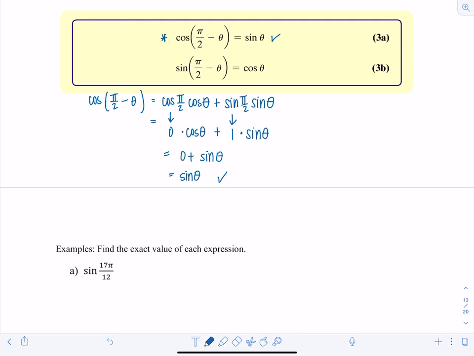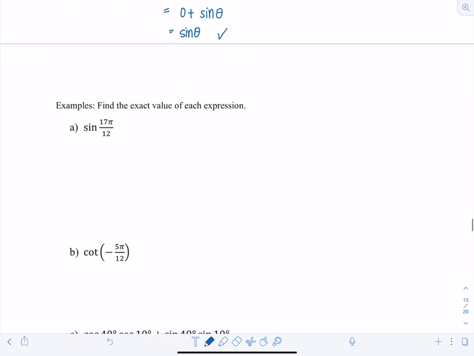Okay, and you've probably noticed this fact, pi over 2, that's 90 degrees, right? So that basically says that two angles that are complementary, the sine of one will equal the cosine of the other. So like cosine of 30 degrees is the same as sine of 60. You've noticed that before with the unit circle, but here we have this confirmation for all angles that are complementary.